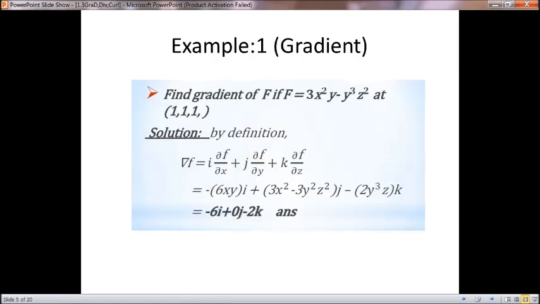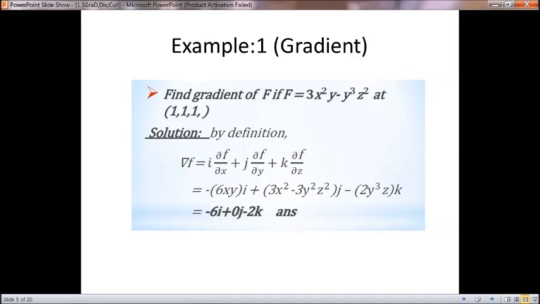So if we have to see one problem on gradient, for example, the gradient of function f is given, where there is no directional component, f is equal to 3x square y minus y cube z square at the point 1 comma 1 comma 1. That is the magnitudes, x equal to 1, y equal to 1, z equal to 1, which we have to consider. And the function f, now we have to apply the gradient of f. Here f is a scalar function, no directional component is there.